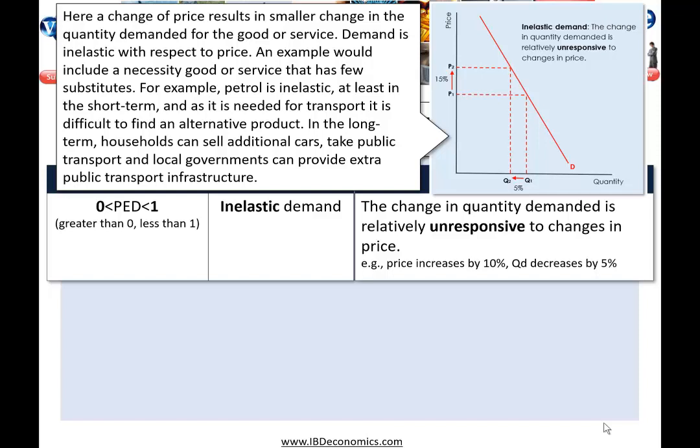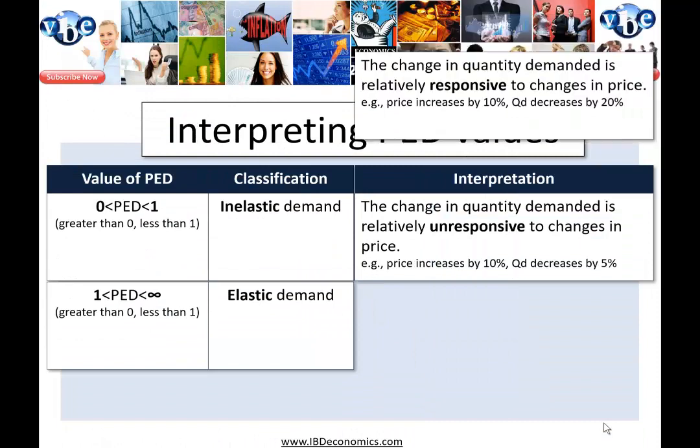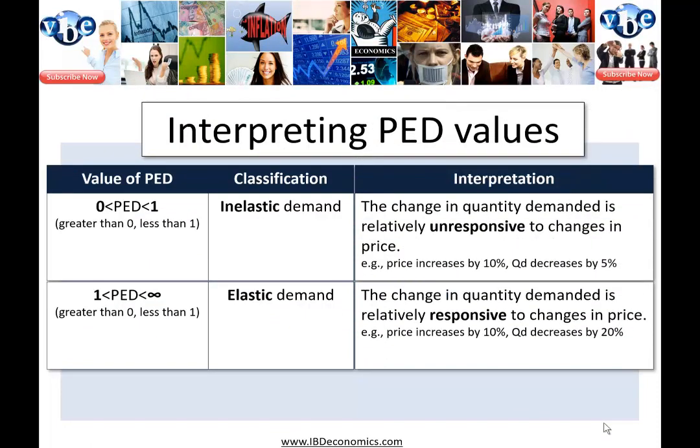An example here would be a good that had relatively few substitutes, such as petrol. This is inelastic, at least in the short term. It's needed for transport. It's difficult to find an alternative product. In the long term, households can sell additional cars, take public transport, and local governments can provide extra public transport infrastructure. But in the short term, a good like petrol has relatively inelastic demand. So that's a good example to use in your exam responses.